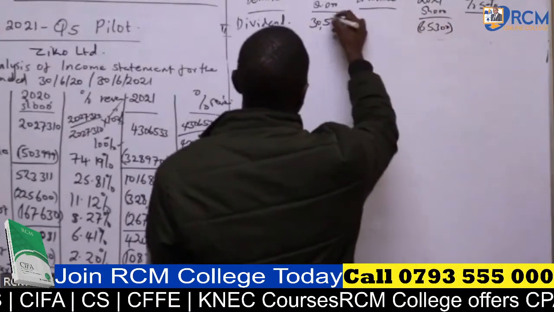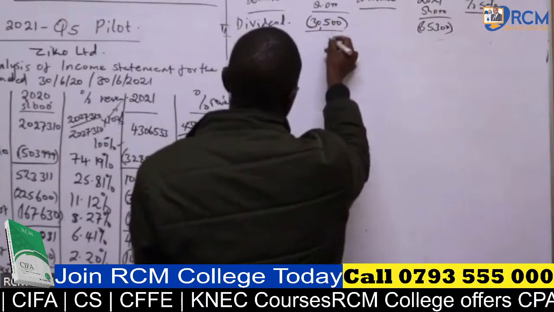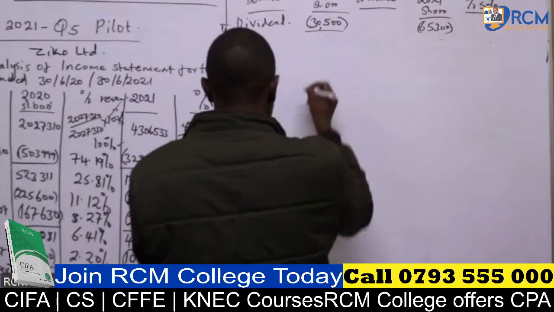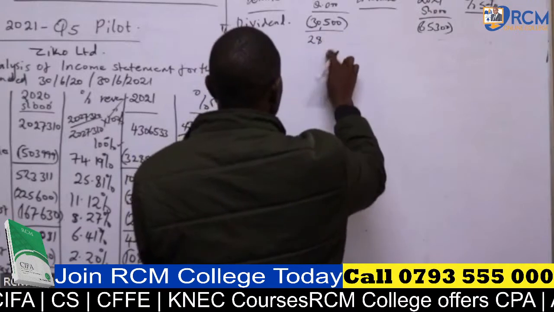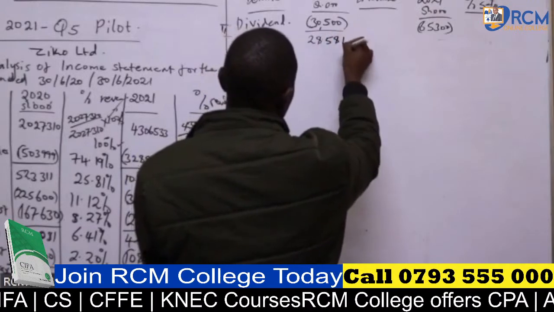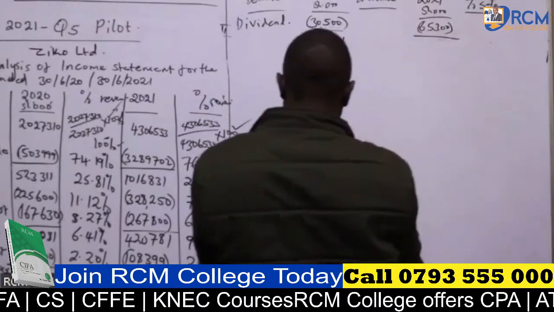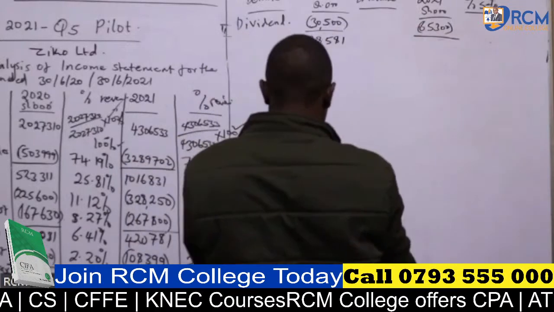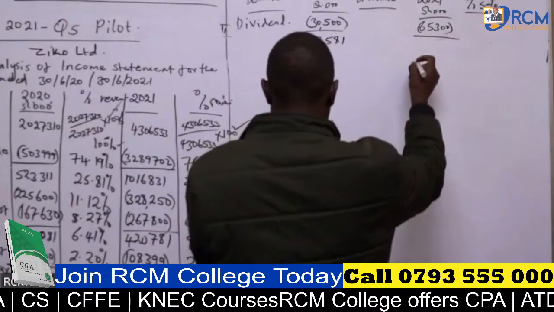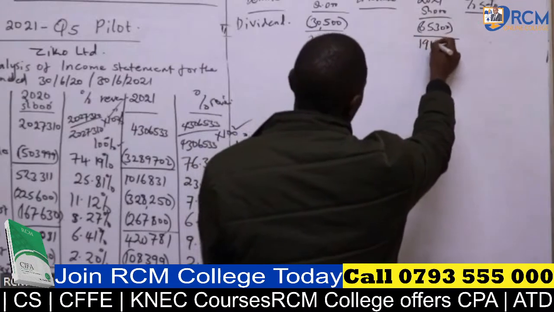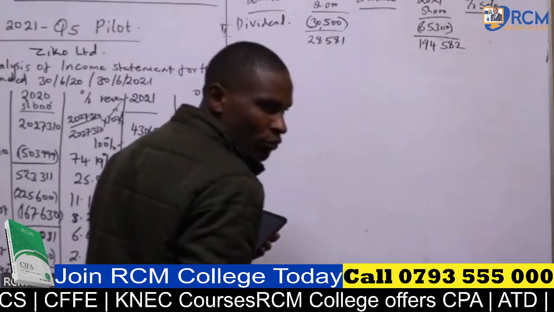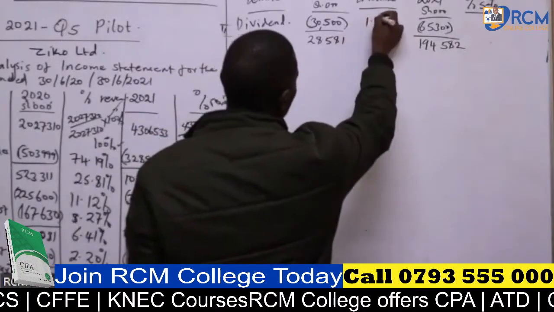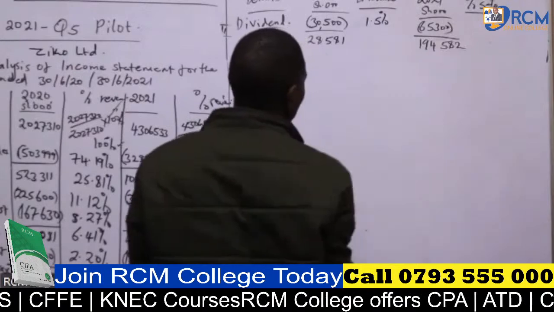Give me the percentage of our dividend paid. 28,581. Give me 1 minute. 194,582. Dividend ni ngapi? 1.5. Thank you. 1.5%. How about for the 2021?